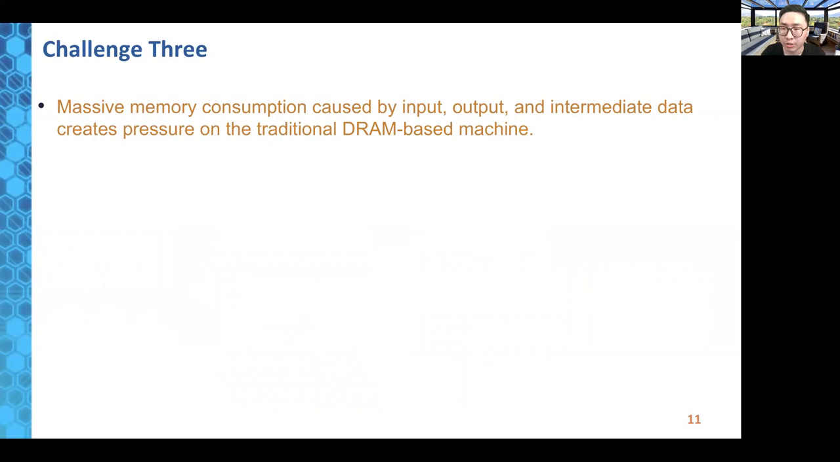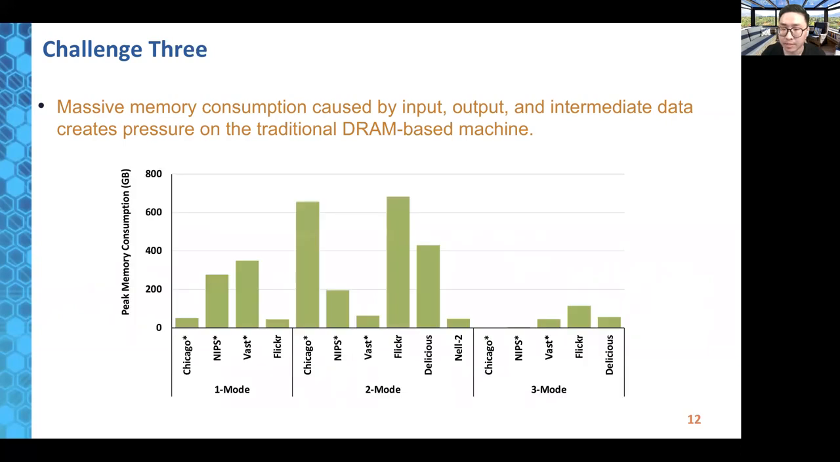The third challenge is that the large memory consumption caused by large input, output, and intermediate data puts significant pressure on the traditional DRAM-based machine. For example, sparse tensor contraction can easily consume hundreds of gigabytes of memory. The memory performance and capacity become the bottleneck.